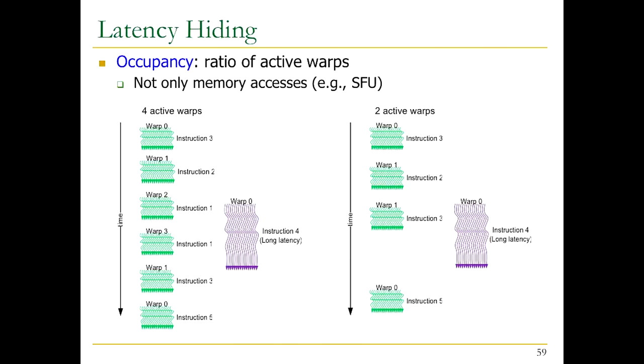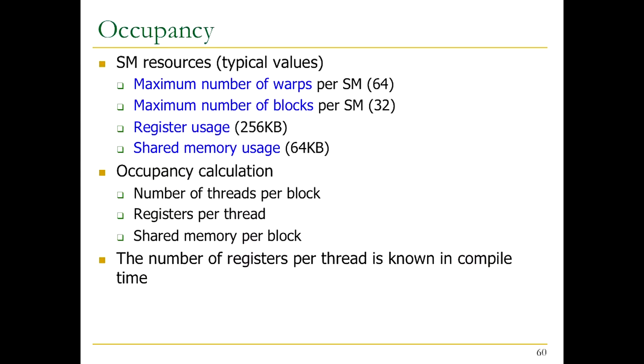The number of active warps is what is called the occupancy. Actually, the occupancy is defined as the ratio of active warps to the maximum number of warps, okay? And unfortunately, the number of warps that are going to be executed on one SM or one shader core is not something that the programmer can arbitrarily choose. This is dependent on the use that the threads and the thread blocks make of the available resources.